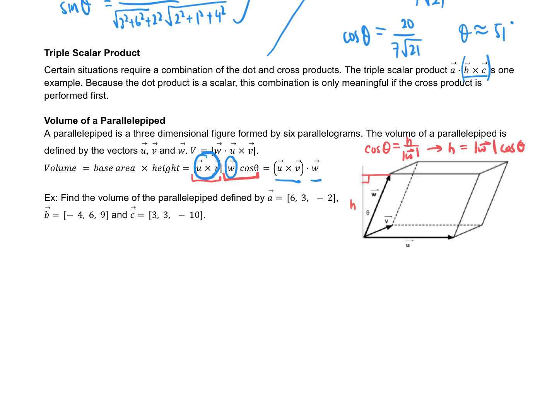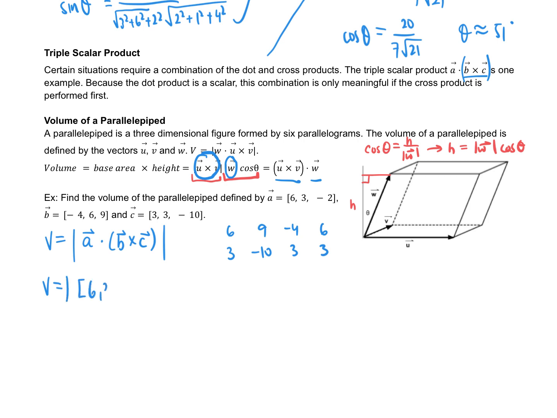Now, the order that you do your triple product doesn't matter. And what I mean by that is if you do ABC, BAC, that doesn't matter. But of course, doing your cross product first is a must. So I'm going to say my volume is equal to the absolute value of A dot B cross C. So I'm going to do my cross product on the side. So I'll start with vector B, 6, 9, negative 4, 6, and then vector C, 3, negative 10, 3, 3.